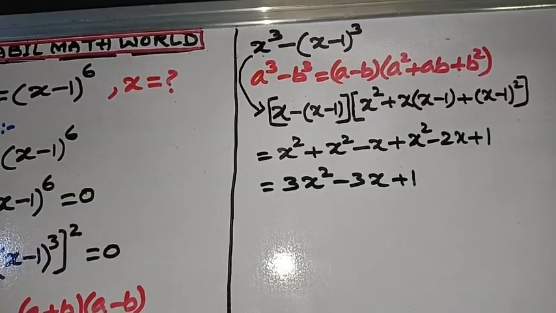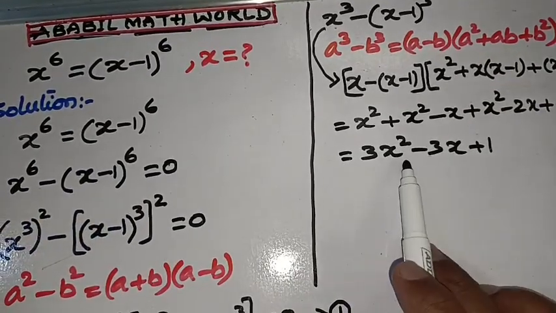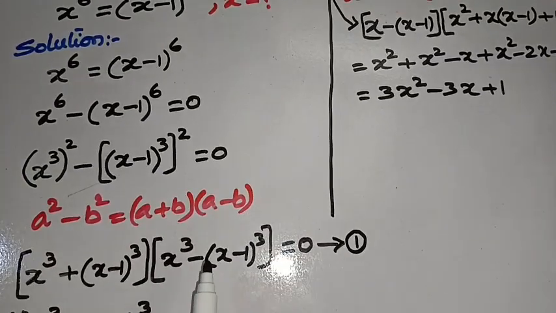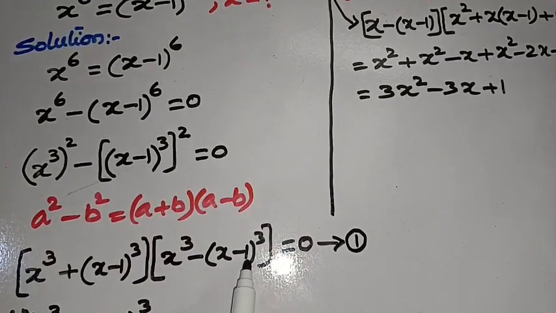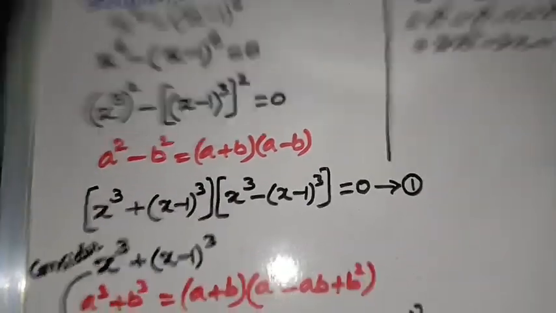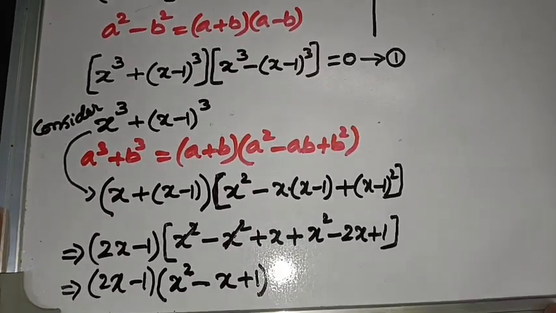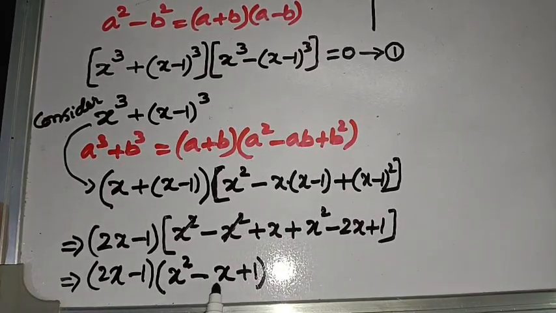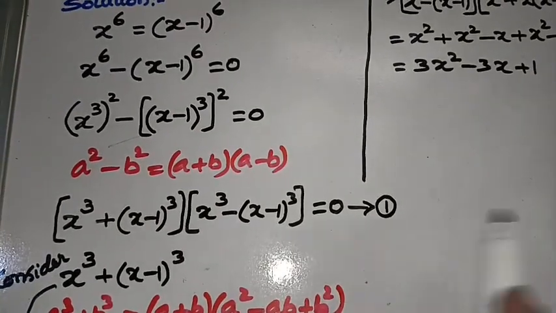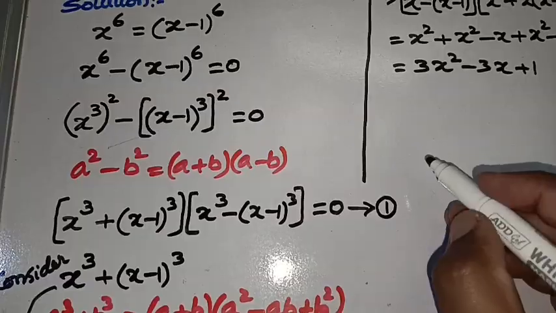So this is equal to 3x square minus 3x plus 1 is actually this product, x cube minus x minus 1 whole cube. So this product x cube plus 1, x cubed plus x minus 1 whole cube we have here, it is 2x minus 1 into x square minus x plus 1. Substituting all this in equation 1.